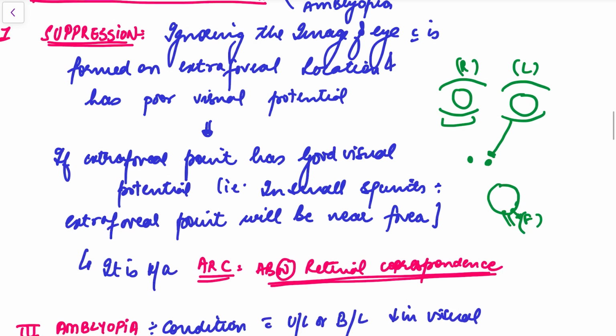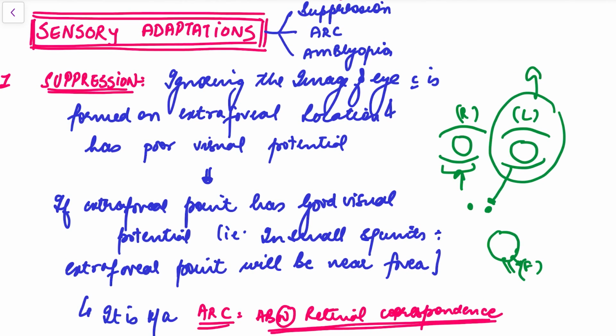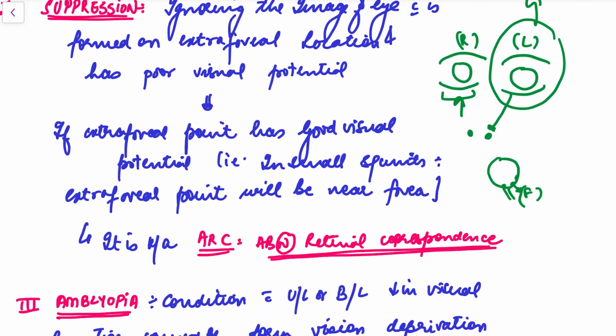So what do our eyes do? They suppress the image of the right eye. The image of the right eye is not sent to the brain, so the image of only the left eye is sent to the brain, and the image of the right eye is suppressed. So here you can see that we are ignoring the image of the eye which is formed on the extrafoveal location and has a poor visual potential, right friends?